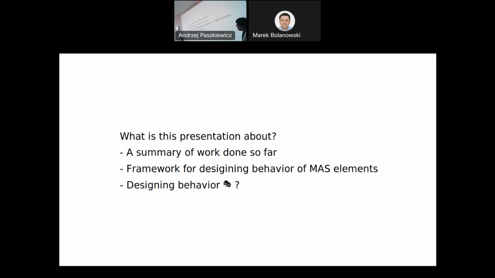Okay. What I would like to talk about is a brief summary of Zieliński and my work. The main result is a framework procedure that allows to design a behavior for a certain class of multi-agent systems, for elements of the multi-agent system. What I mean by designing the behavior is creating a schedule that assigns actions to be performed by the elements of the system in a specific amount of time.